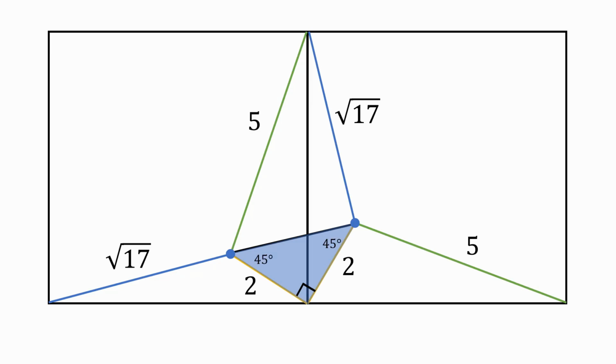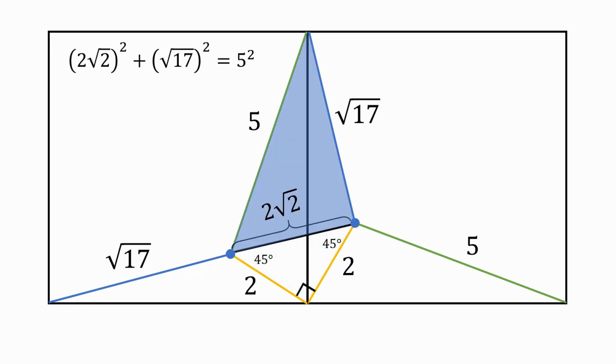Notice that the square of 2 times the square root of 2 plus the square root of 17 squared is exactly equal to 5 squared. This is because 8 plus 17 is equal to 25. That means this is a right angle triangle and this is a right angle.